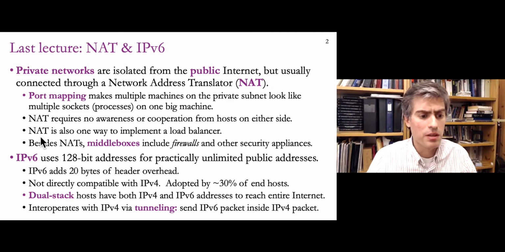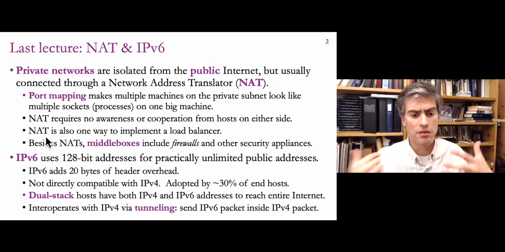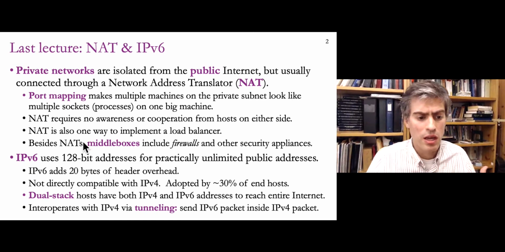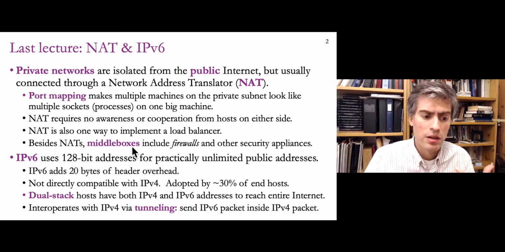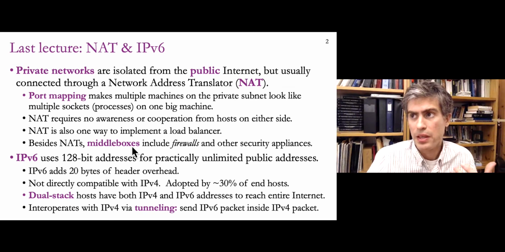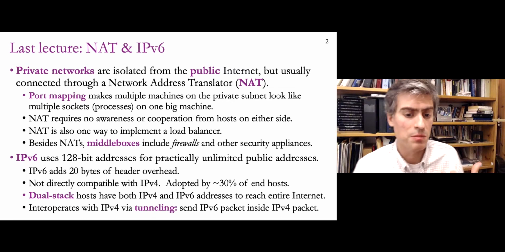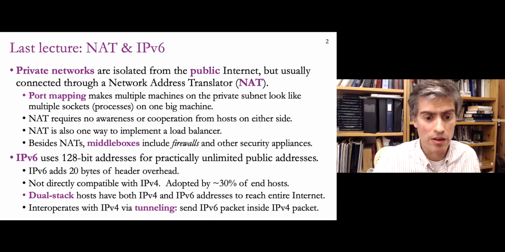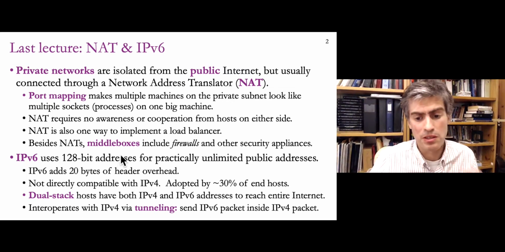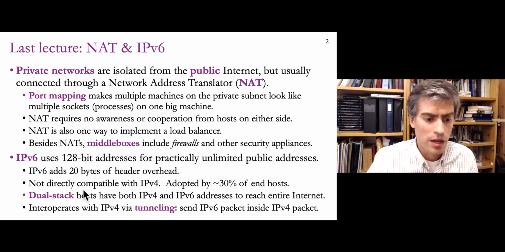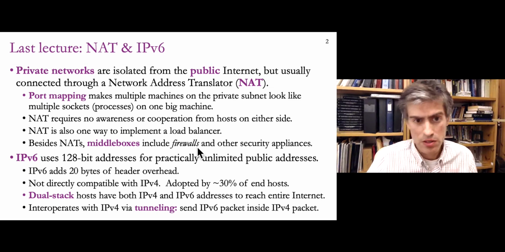NAT also can be used in a slightly different way, kind of in reverse, to implement a load balancer. And NATs are a class of devices called middle boxes, which are devices that handle packets by doing something other than simply forwarding. Forwarding devices are routers, but if you do something different than forwarding, we call it a middle box. This includes firewalls and other security appliances in addition to NATs. And some NAT devices are also firewalls at the same time.